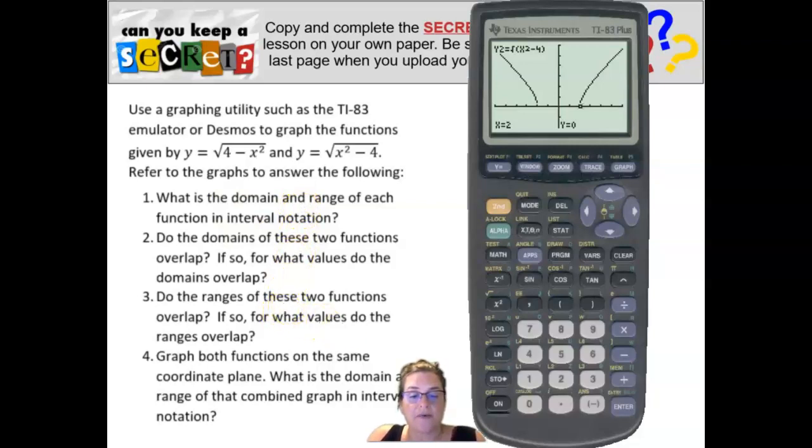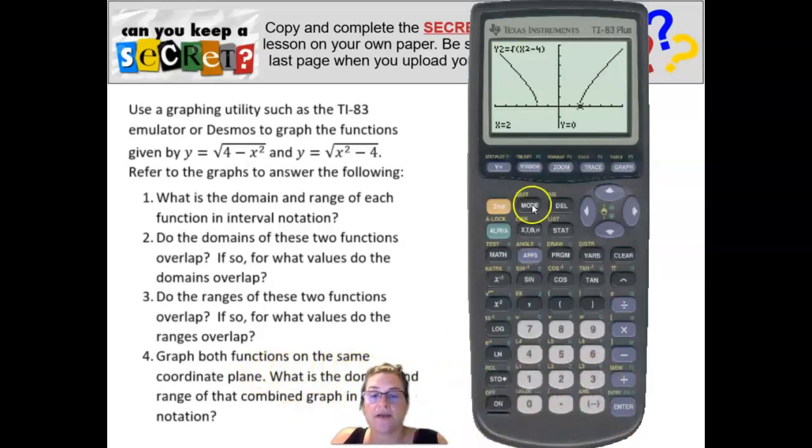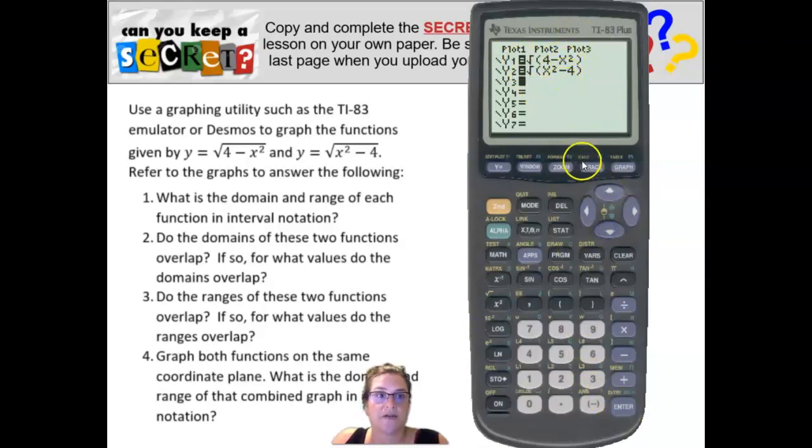Question number 4 asks us to graph both functions on the same coordinate plane and then consider the domain and range of that combined graph. As I go back up to my y equals, in order to graph them on the same coordinate plane, I would just highlight the equals sign that I had turned off, press enter, and now both of them are turned on. So when I press the graph button again, that would show me both graphs at the same time.